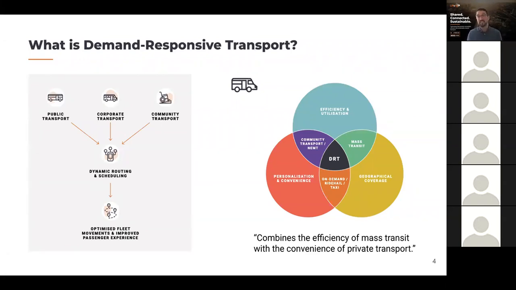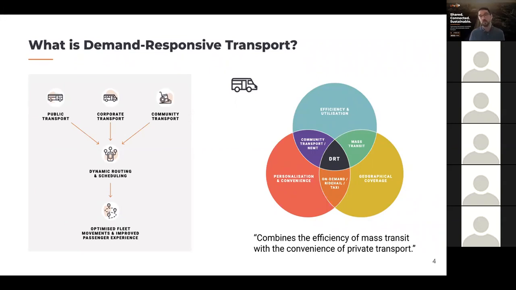So DRT isn't anything new. It's been around for a long time, traditionally in the form of dial-a-ride type services. But what is new is the software that's available to power these services. So routing and scheduling can now be done dynamically. It allows us to take on-demand bookings, take bookings through mobile apps, and these same mobile apps can provide things like real-time journey information. So it's a greatly improved passenger experience, and that automated routing allows for optimization as well. So it's a benefit to operators too.